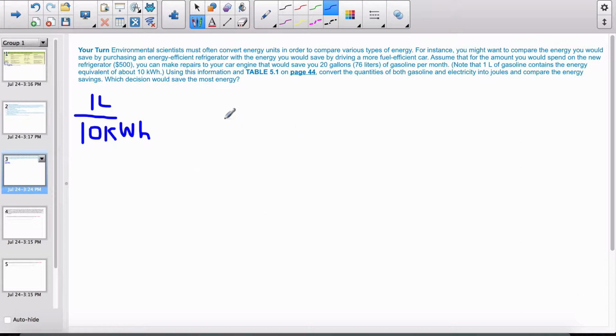Let's say that I save, let's do the car first, C for car. I save 76 liters of gasoline per month. All right, so 76 liters per month. I'm gonna write that down. Month. Right? Let's just write mo.